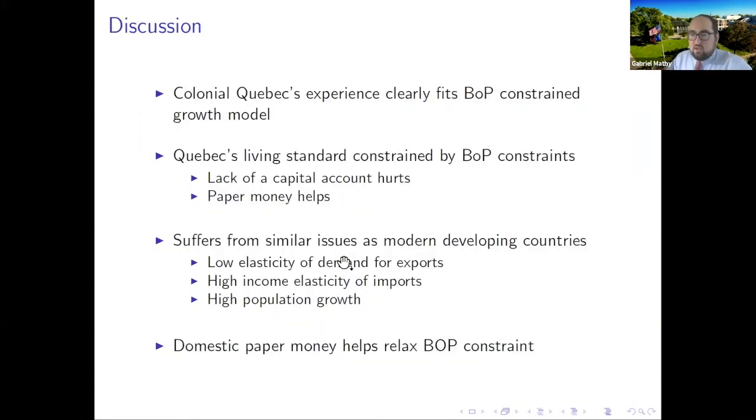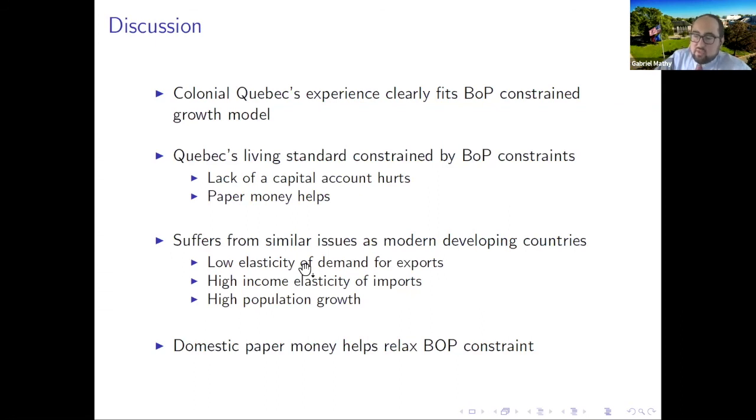All right, so I think I'm right on time. Thanks for your attention. I think I told you that the colonial Quebec experience clearly fits a kind of balance of payments constraint on growth model. People in Quebec were severely limited, and most of their expenditures were from imports. They're not able to use a capital account, so they have to import. Most kinds of capital are going to have to be imported.